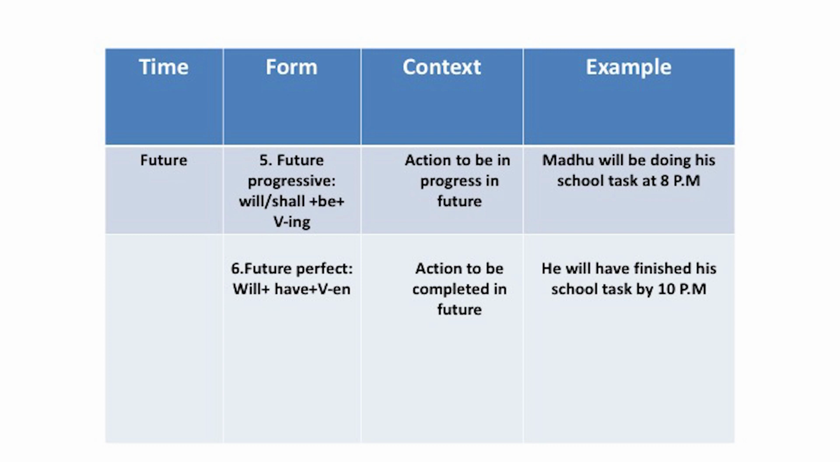He will have finished his school task by 10 p.m. So, he will be doing his school task at 8 p.m. At 9 p.m. also he will be doing his school task, and by 10 p.m. he will have finished all his school task. So, will have finished: will plus have plus verb en form, future perfect.